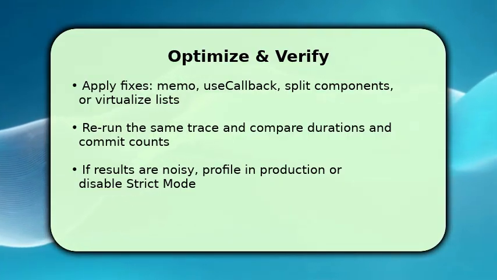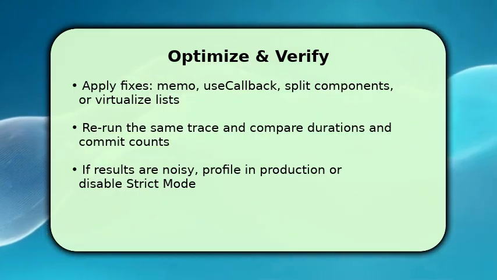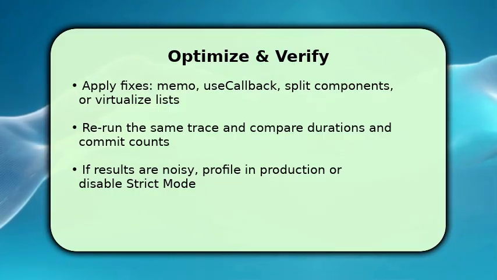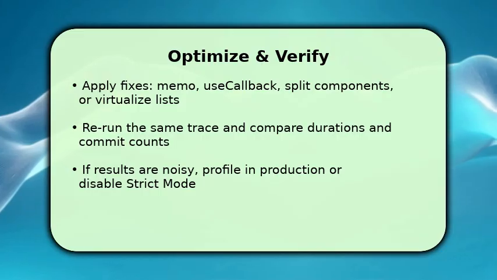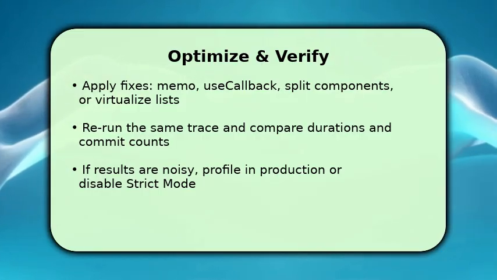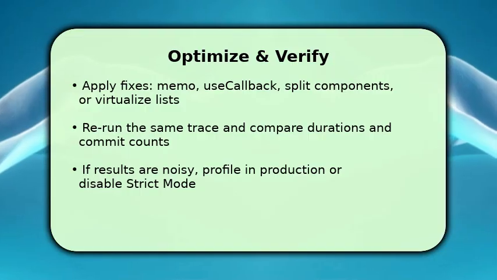If you still see inconsistent numbers, remember one key troubleshooting tip. Profile using a production build or disable React strict mode's double render to avoid misleading duplicates. Repeat the measure, change, verify cycle until performance meets your goal.